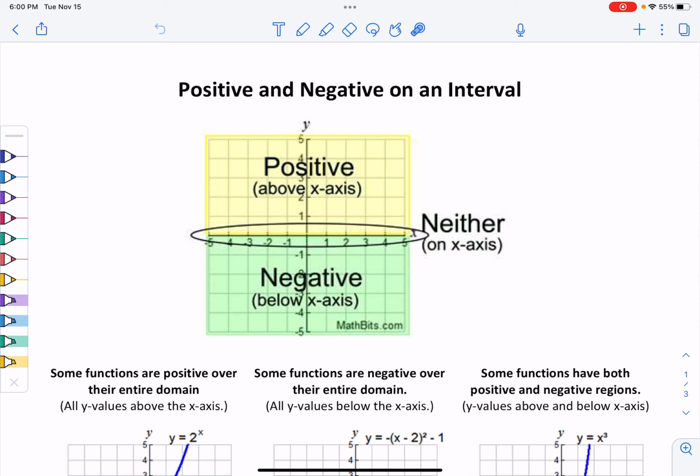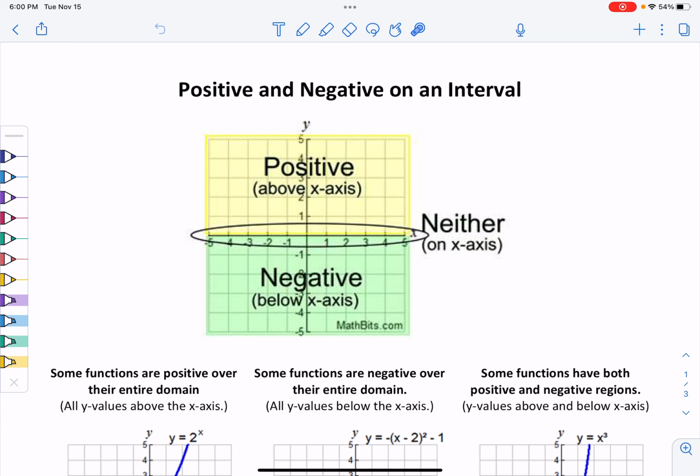We will be discussing positive and negative intervals of a function. We want to know the intervals when the function is positive and the intervals when the function is negative. If the function sits above the x-axis, it is considered positive. If it sits below the x-axis, it is negative. If it is on the x-axis, it is neither positive nor negative because it is 0.